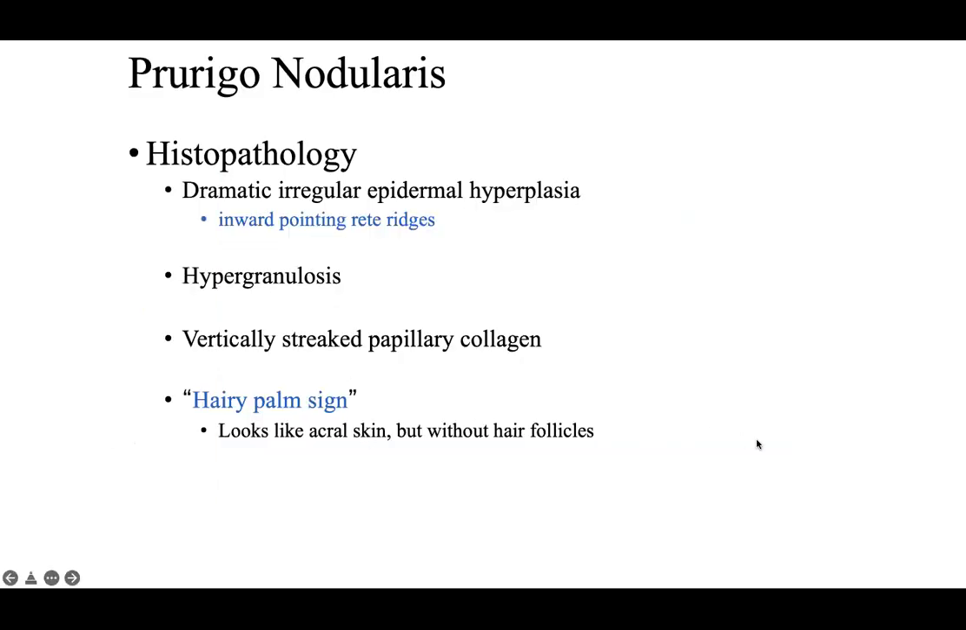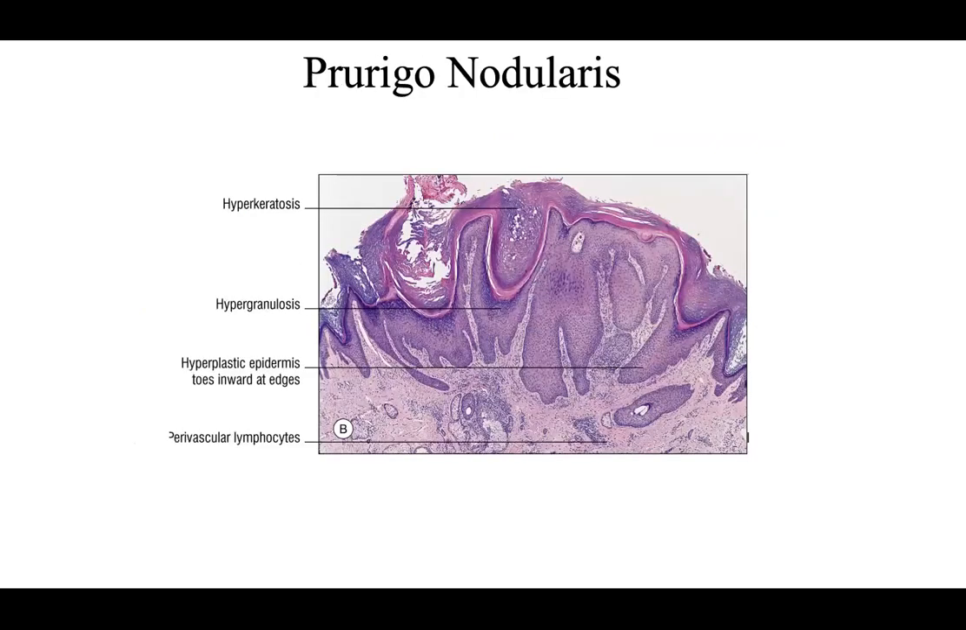Prurigo nodularis on histopath, as I said, you'll have dramatic irregular epidermal hyperplasia with inward pointing of the reedy ridges, hypergranulosis, vertically streaked papillary collagen. You can see the hairy palm sign, which looks like acral skin, but without hair follicles. So here is a really good example of prurigo nodularis, and actually lichen simplex chronicus can look like this too.